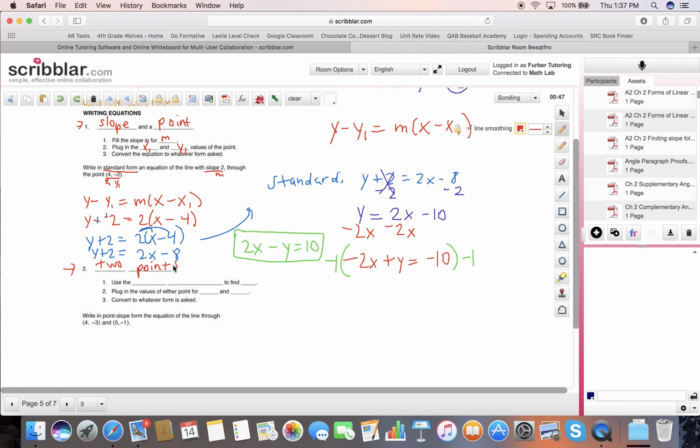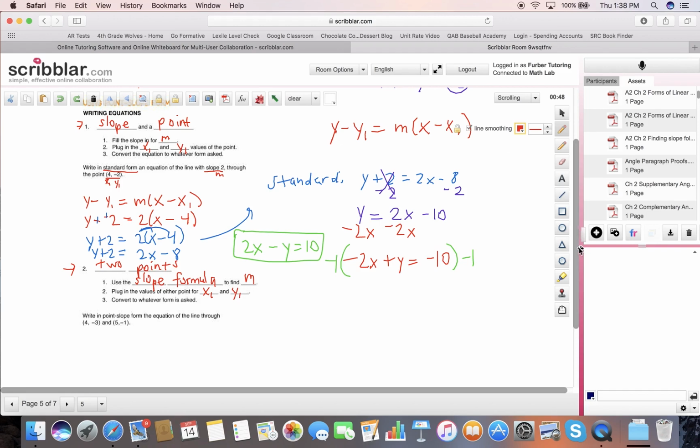I have a little extra work to do because I don't know the slope. The slope is the m, but they didn't tell me the slope if they only gave me 2 points. So I'm going to have to use slope formula first to actually find the m. So I got to do slope formula. That's an extra step. And then I'm going to plug in the value of either point for x1, y1. They gave you 2 points on the line. It doesn't matter which one is x1 and y1.